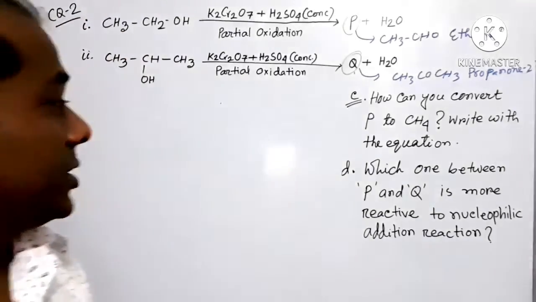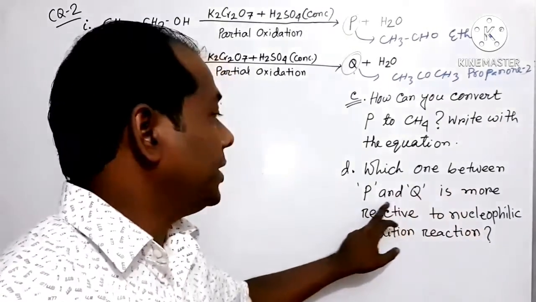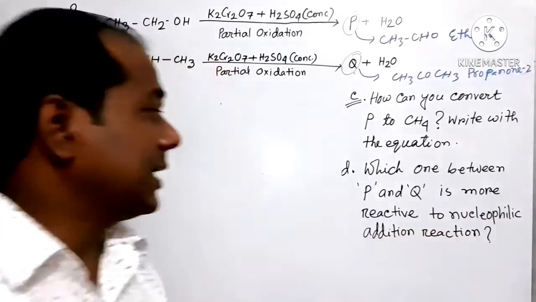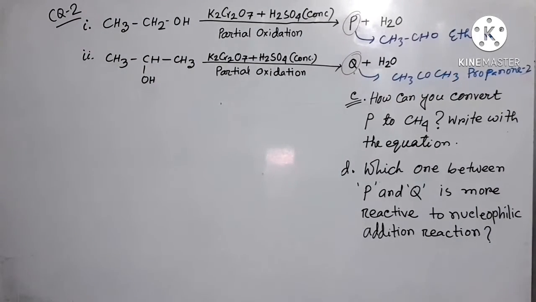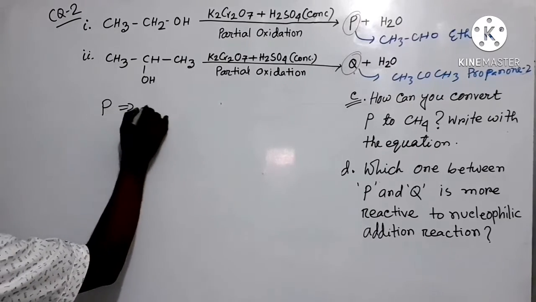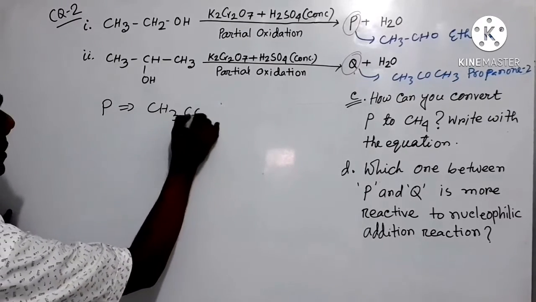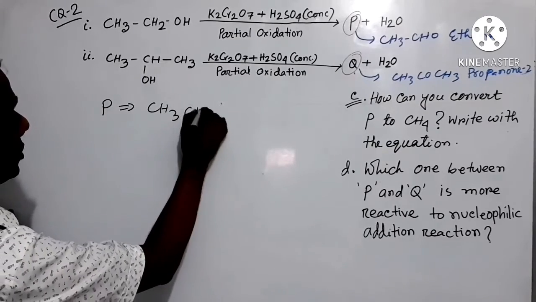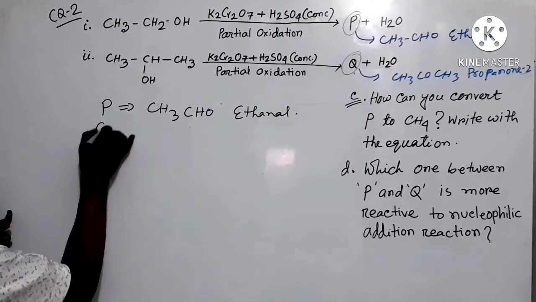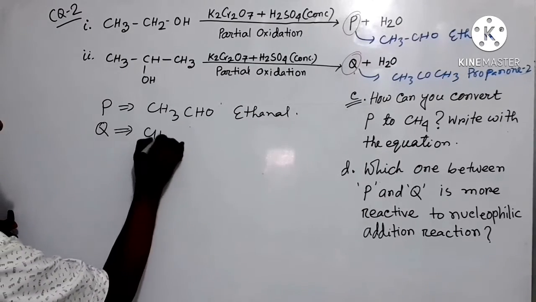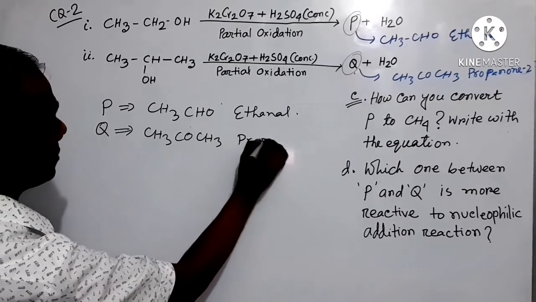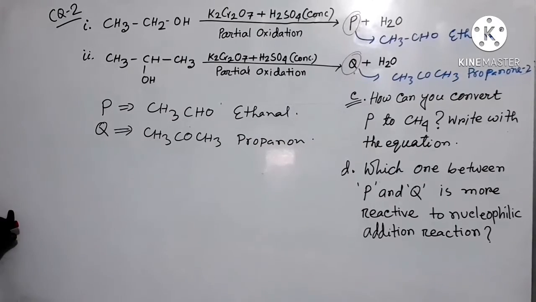Dear students, now question number D. Which one between P and Q is more reactive to nucleophilic addition reaction? Here we see, according to the above, P compound is CH3CHO, that is ethanal, and Q compound is CH3COCH3, propanone.